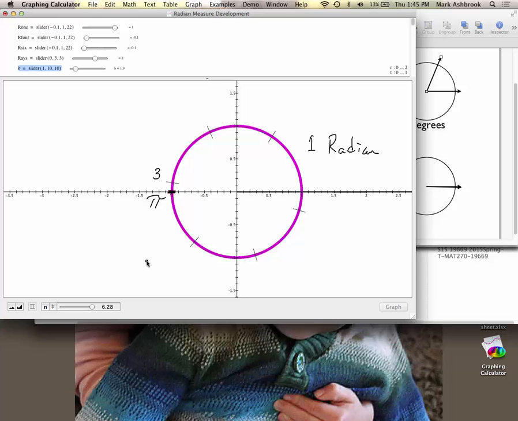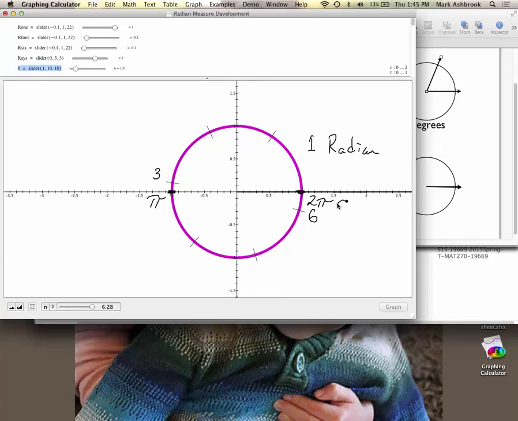Therefore, all the way around, is it 6? No, this is 6 radius lengths. It doesn't make it. So exactly all the way around is how many radius lengths? 2 pi. Is it 6.28 radius lengths all the way around? John says no. Is that too short or too long?